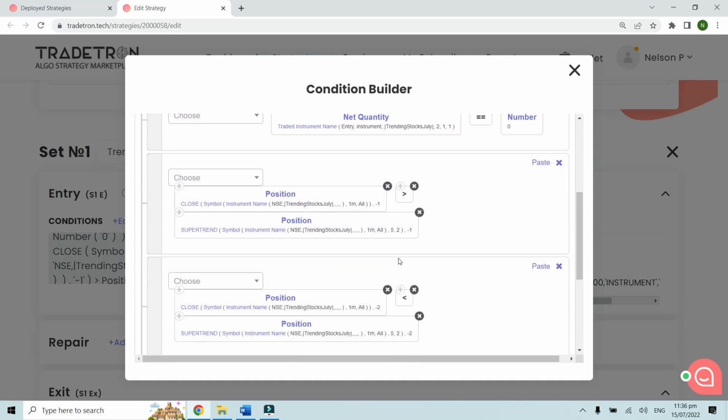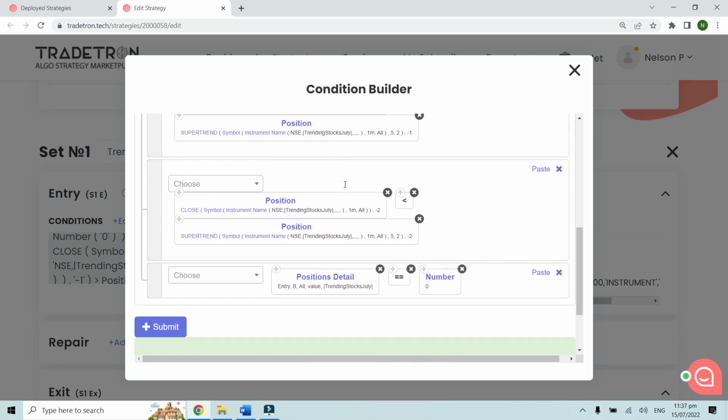And we are checking a simple Super Trend crossover condition, where the close of the candle on a 1 minute basis is greater than the Super Trend value of 5.2 in the -1 candle, and in the -2 candle the close of the candle is less than the Super Trend. So that is basically the crossover condition, where it has crossed over from the -2 to -1 candle, and it's an upside crossover of Super Trend.